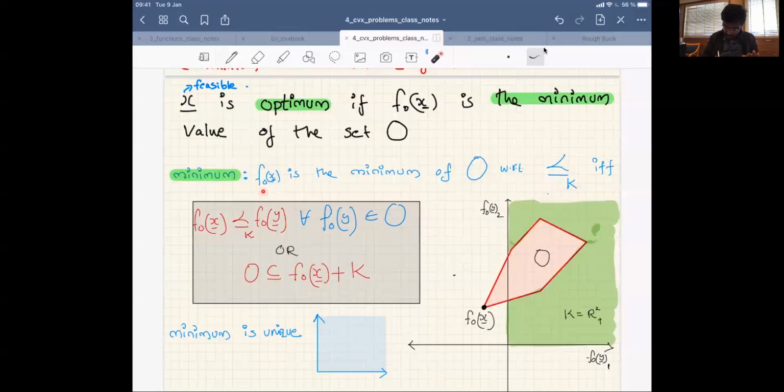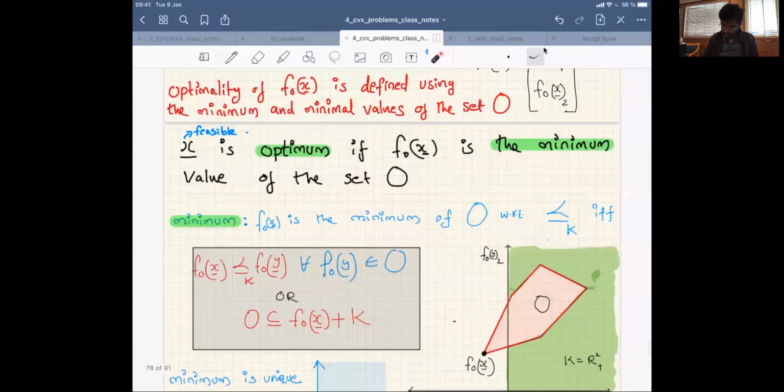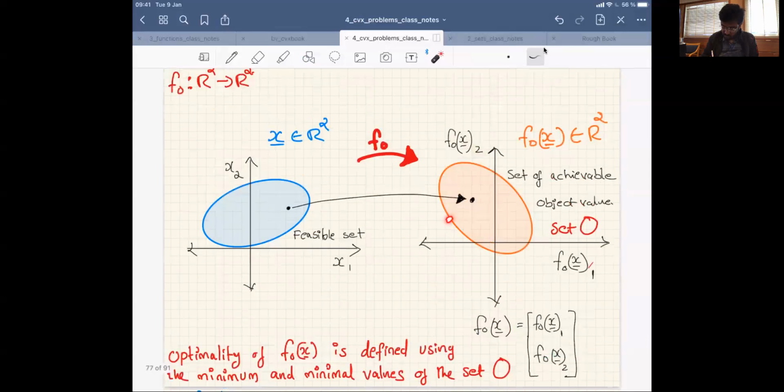So you can say that f0(x) is minimum only if for all y's, for all f0(y) belonging to the set O, f0(x) has to be less than or equal to f0(y) with respect to the cone. That means if you pick a point and you are saying that this is optimum, then all other points have to be greater than this point with respect to our original cone.